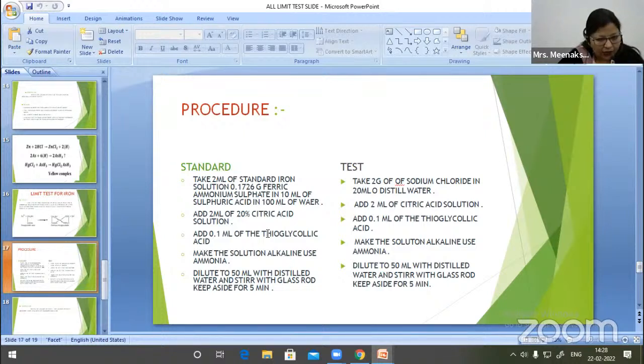Then the thioglycolic acid. Make the solution alkaline with ammonia, because we have added so much acid that it has to be neutralized with ammonia, and that is again diluted to 50 ml with distilled water in the Nessler cylinder. Shake, stir with a glass rod, and keep it aside for 5 minutes. The test is also taken: the sample is dissolved in water. To this we add citric acid, we add thioglycolic acid, make the solution alkaline with ammonia, dilute with 50 ml of distilled water, and stir with a glass rod. Keep it aside for 5 minutes.